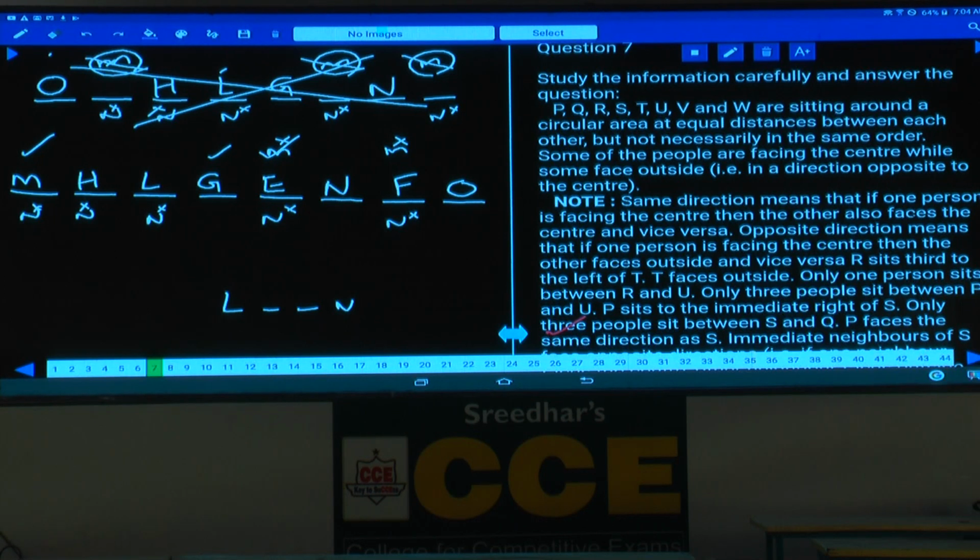Now question number 7. P, Q, R, S, T, U, V and W are the 8 persons seated around a circular table at equal distance between each other but not necessarily in the same order. Some of the people are facing the center while some are facing away from the center. Here it is not clearly specified how many persons are facing the center and how many are away from the center, isn't it?